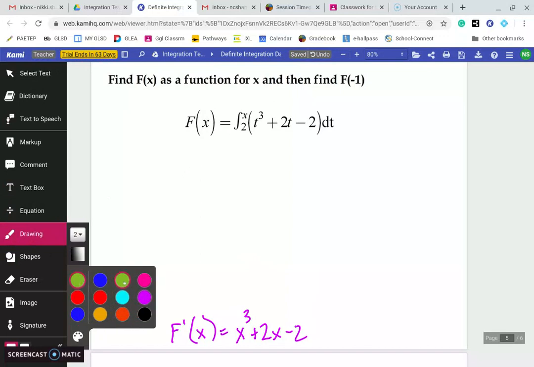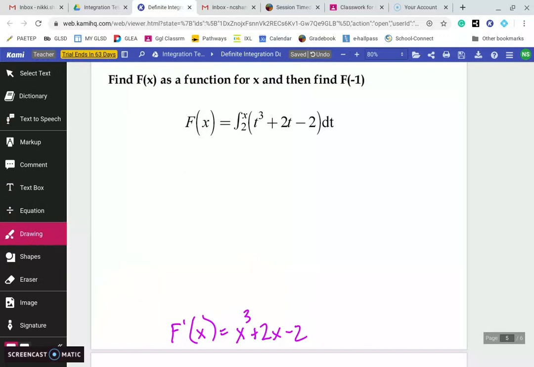So I'm going to do the anti-differentiation like we did last week. So I'll add 1 to my exponent and then divide. So I'll have 1/4 t to the 4th plus t squared minus 2t. I'm going to take that from 2 to x. And so I'm just going to plug x in wherever the t's are. So I'll have 1/4 x to the 4th plus x squared minus 2x.